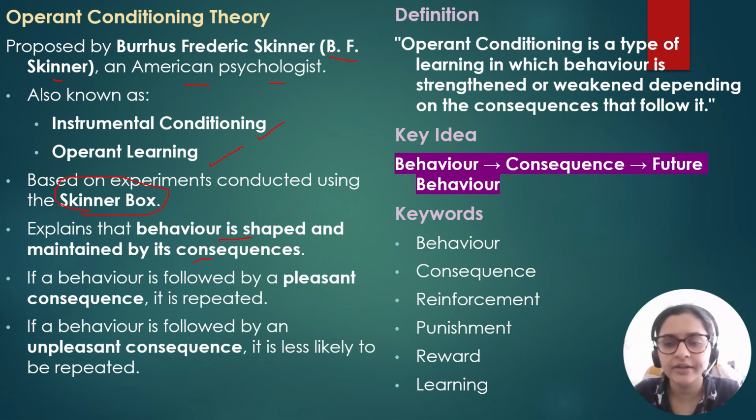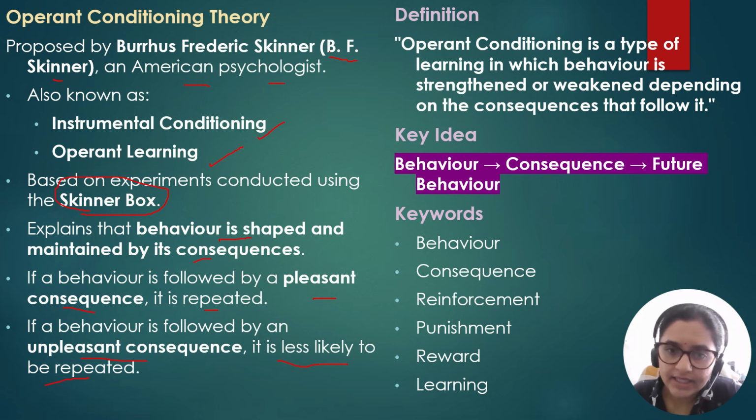So whatever reaction you get out of a particular behavior, based on that the next behavior will be. If a behavior is followed by a pleasant consequence, it will be repeated. That means if the reaction towards a particular behavior is favorable, or pleasant, or nice, then the person will feel like repeating that particular behavior. If a behavior is followed by an unpleasant consequence, it will not likely be repeated. Suppose a student does anything wrong, then the teacher scolds or punishes the student. That is an unpleasant consequence or an unpleasant reaction to that particular behavior. Then the student will not repeat that behavior.